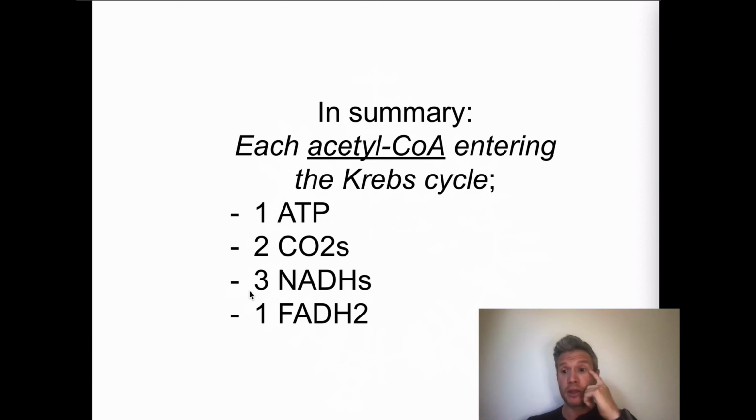So at the end of the day, what do we get out of the Krebs cycle? For each acetyl CoA that goes into the cycle, right? This is after glycolysis. 1 ATP, 2 carbon dioxides, 3 NADHs, and 1 FADH2, or 2 hydrogens. Okay. All right.